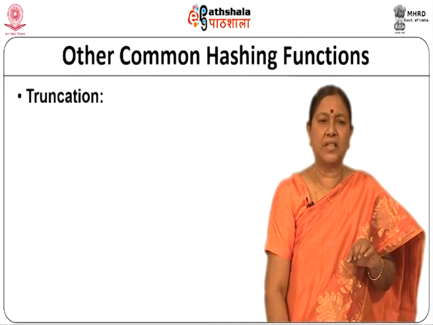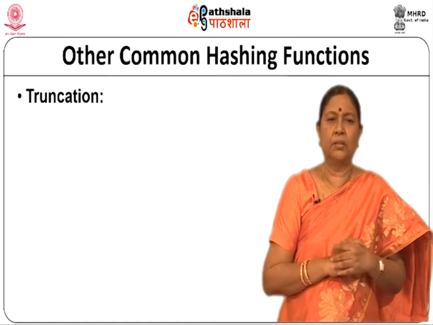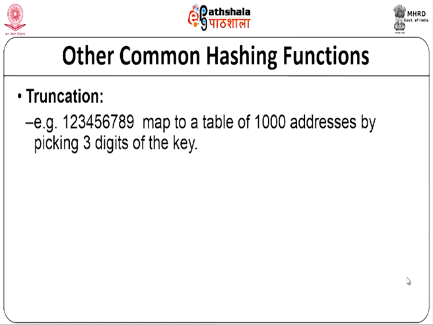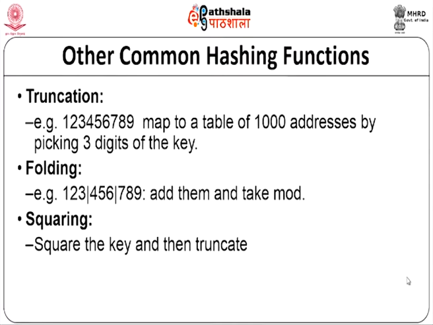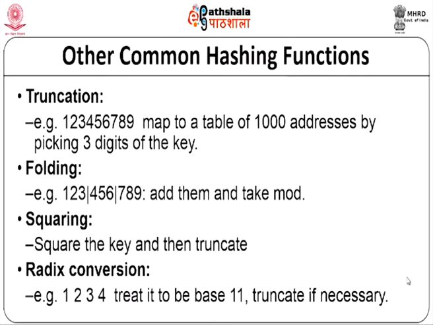Other common hashing functions are truncating. Suppose you map to a table of 1000 addresses only, then pick 3 digits of the key, that is one way. Folding you can do, then fold and take the mod, which is a very common way. You can do squaring also, square the key and then truncate. Radix conversion also, you take 1, 2, 3, 4, treat it as base 11 and truncate if necessary. Hashing functions have to be computed fast, be deterministic, and distribute the integers randomly. These are the conditions that we state.